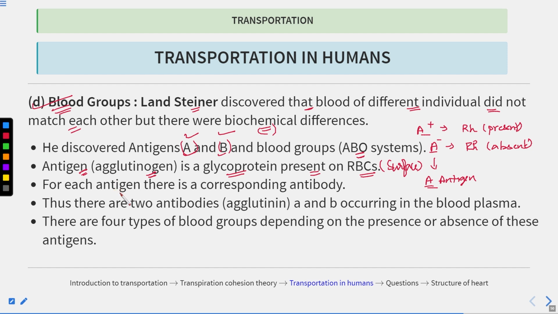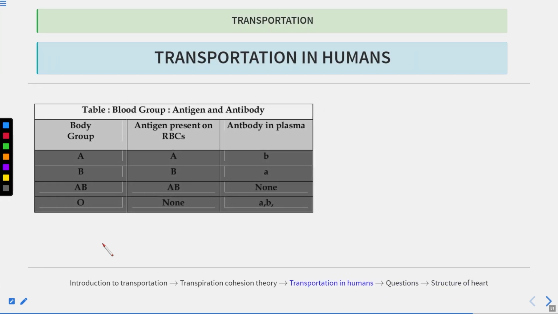Now for each antigen, there is a corresponding antibody. All right, this is clear. Now, thus there are two antibodies. So antibodies are known as agglutinin. So there were two antigens, so there will be two corresponding antibodies, A and B, that are present in the plasma. So antibodies are present in the blood plasma. Now, I've already told you there are four types of blood groups depending on the presence or the absence of these antigens. So let's have a look at these blood groups.